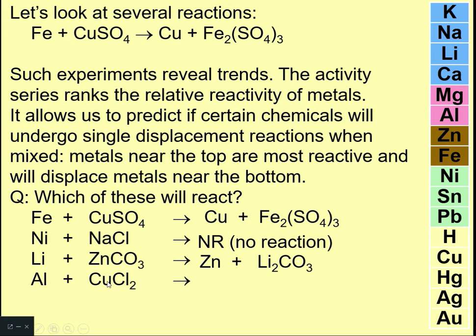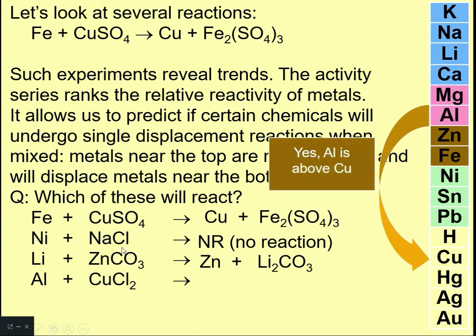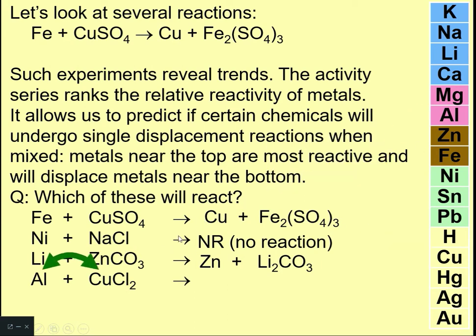Finally, aluminum and copper chloride. Aluminum is higher on the activity series than the copper, so we're going to switch the two parts, and we're going to have copper by itself, and aluminum is going to pair up with the chlorine. Aluminum being a +3, chloride being a -1, it has to be AlCl3.